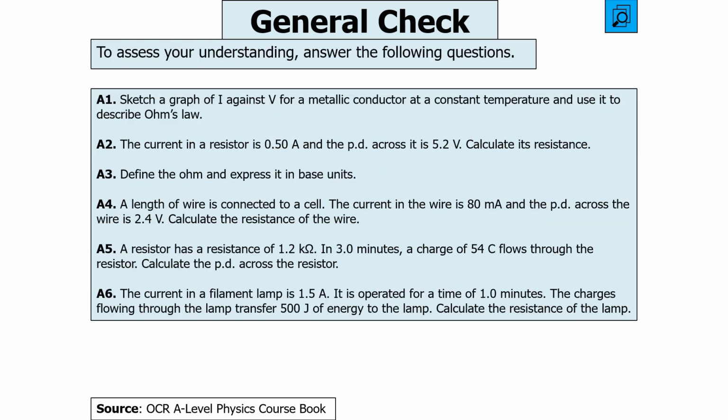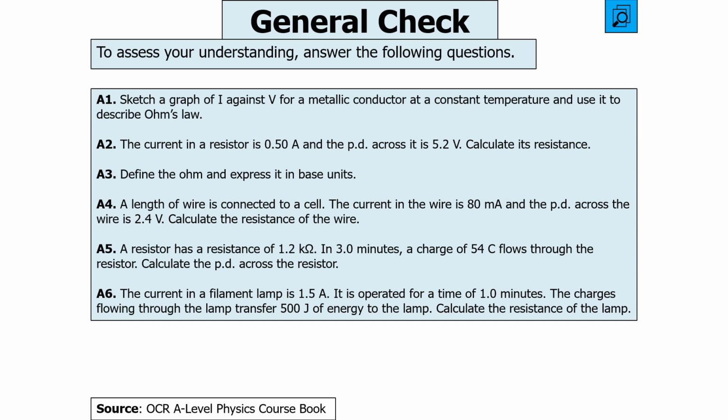The next question says, sketch a graph of I against V for a metallic conductor at a constant temperature and use it to describe Ohm's law. The current in a resistor is 0.50 amps and the potential difference across it is 5.2 volts. Calculate its resistance. Define the ohm and express it in base units. Then a length of wire is connected to a cell. The current in the wire is 80 milliamps and the PD across the wire is 2.4 volts. Calculate the resistance of the wire.